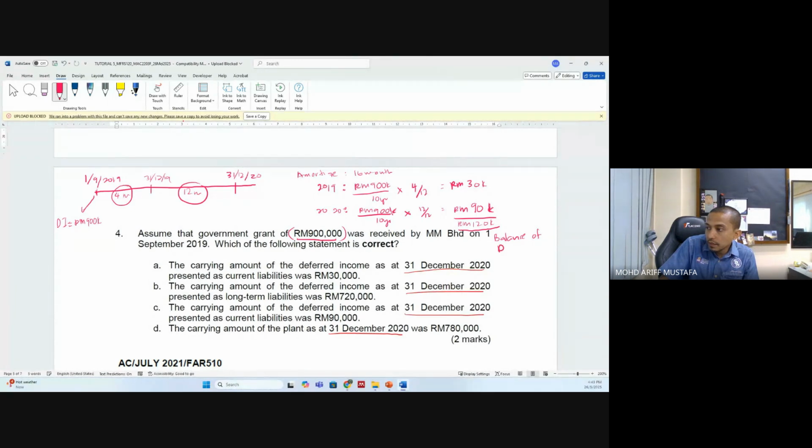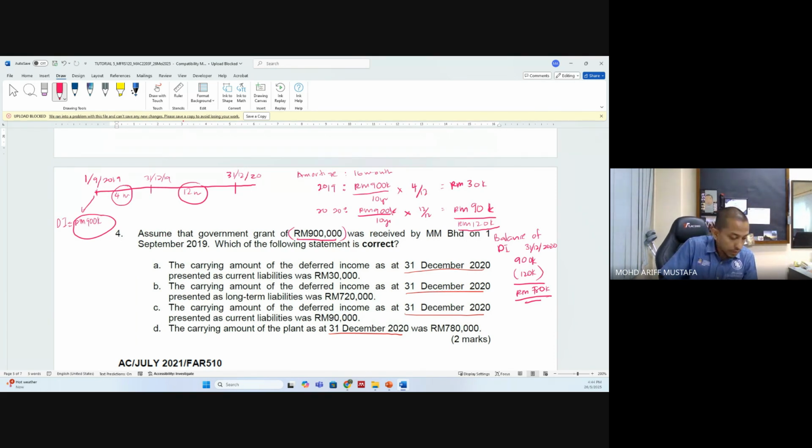So if the question asks what is the balance of deferred income as at 31st December 2020, the total deferred income is 900,000 minus 120,000. The remaining RM 780,000 is the remaining balance. Okay, 780,000 is our remaining balance. Now we go to the question.